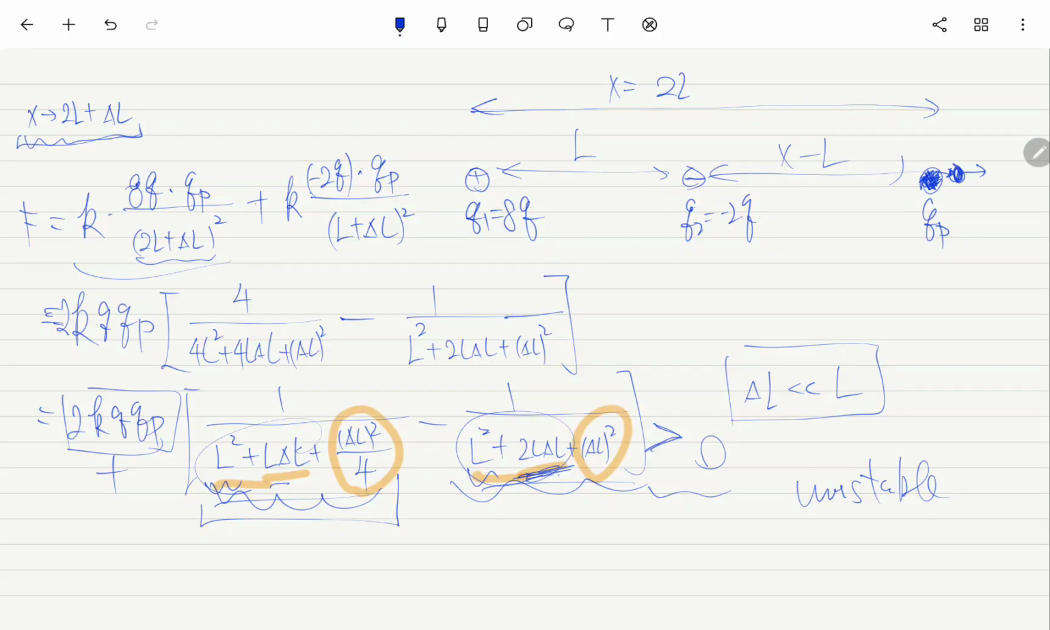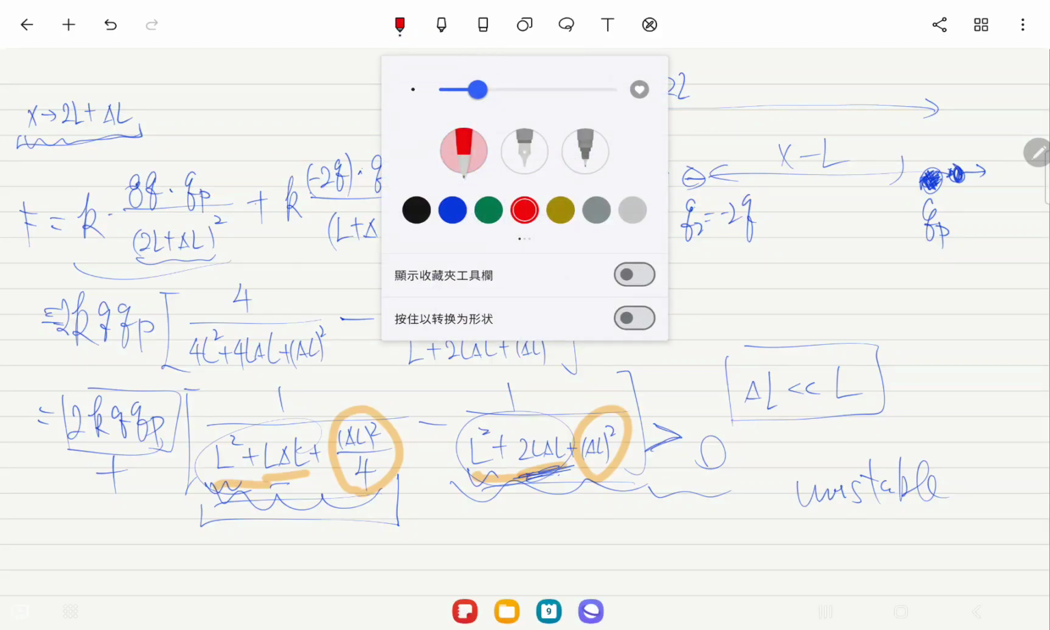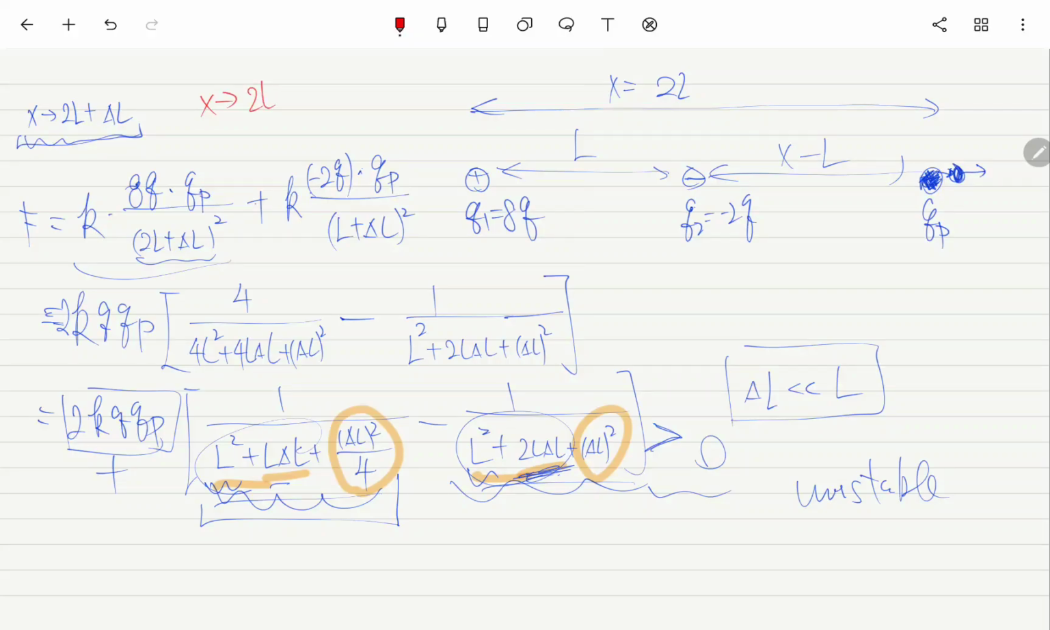You can repeat the similar argument if you try to put x to be 2L minus delta L. If you have interest, you can try to practice it at your home, to make sure that you really understand the argument. Okay, so for this case, you slightly push it to the left side rather than the right side. And if this force is actually pointing to the left side, the argument is the same. You try to slightly put it to the left side, and then also a force acts on it toward the left side. So it will further go to the left side. It will never go back.